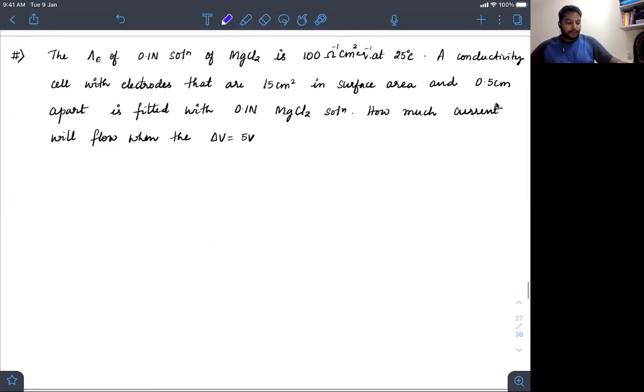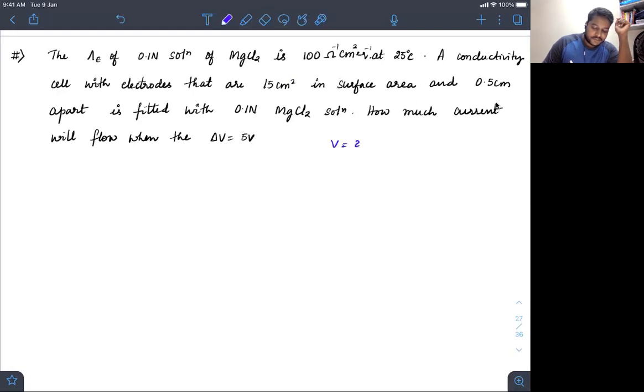Lambda E of 0.1 normal solution of MgCl2 is given. A conductivity cell with electrodes that are 15 centimeters square in surface area and 0.5 centimeter apart is fitted with 0.1 normal MgCl2. How much current will flow when the voltage difference is 5 volts? Just to remind you, voltage difference is equal to I into R, if you recall from physics. Use that logic. First calculate the resistance. Once you get the resistance, you can get I.